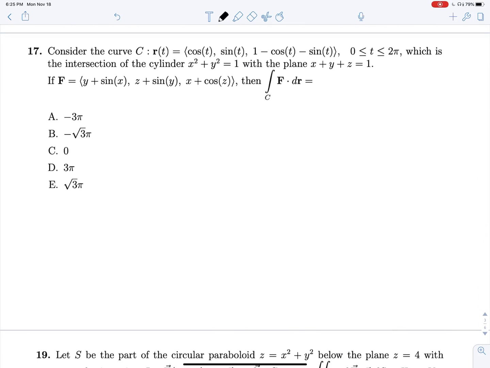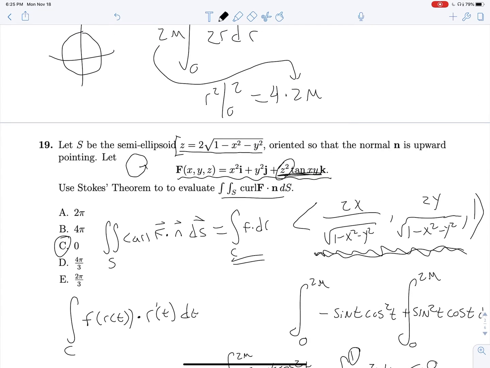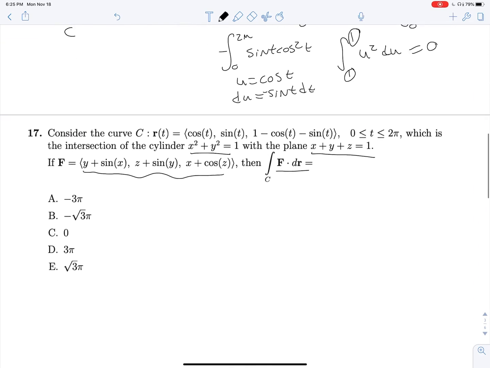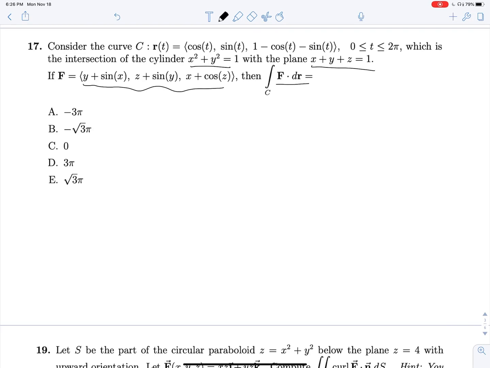Okay, we are given a parametrization of a curve, the bounds on t for that curve, and we're told that it's the intersection of this cylinder with this plane, and we're also given our force field. So now they're giving us f dot dr, and just like the last example, it's a good hint if they give you that equation for Stokes that really it would be easier to use the other one. And we see that because the curl of f is actually going to get rid of all of this trig garbage. So let's set that up.